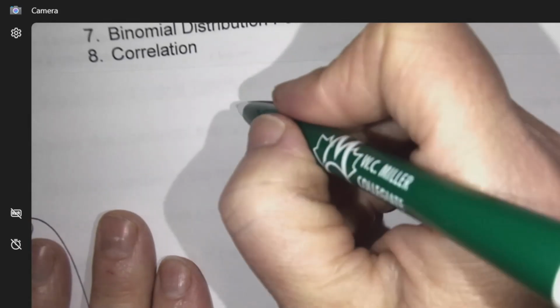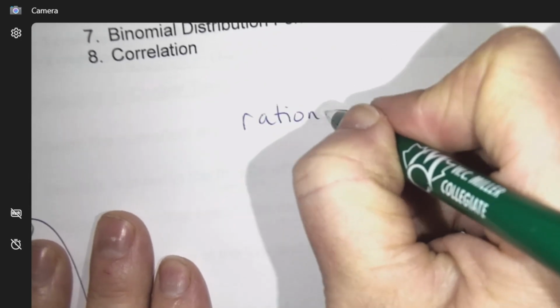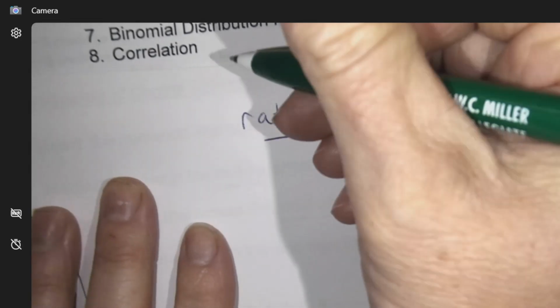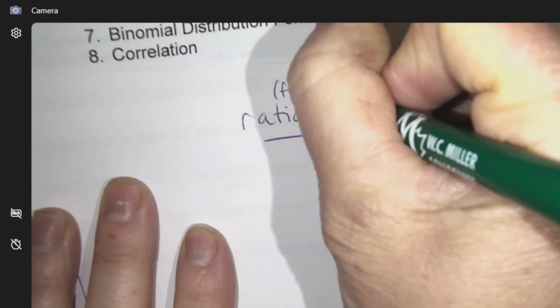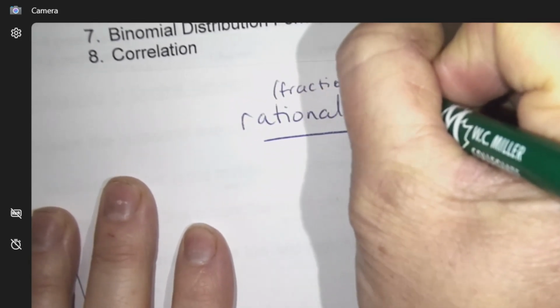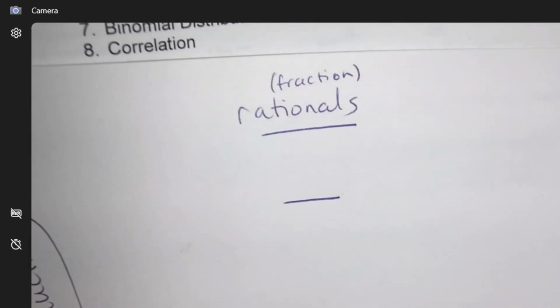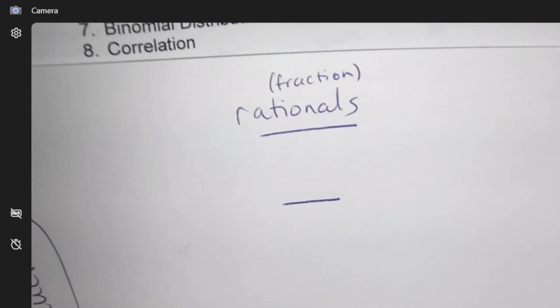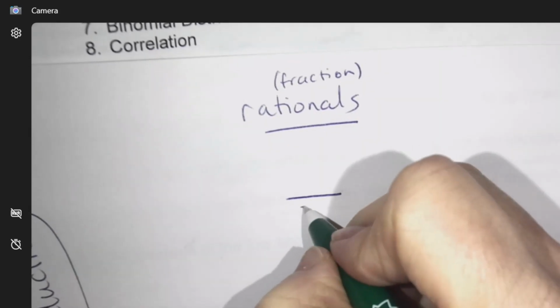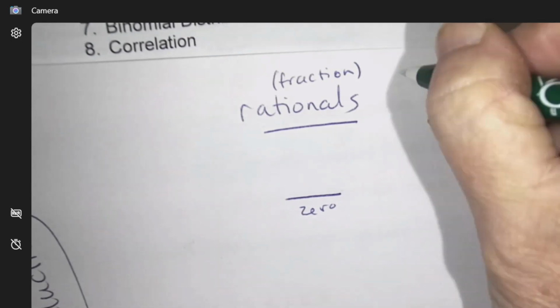I'm just going to summarize something quickly here, because this is a lot of grade 12. So we just learned what we call rationals. And a rational is a fraction. Okay, and what was the big idea with fractions? What's the thing we can never ever do with a fraction? We cannot divide by 0.